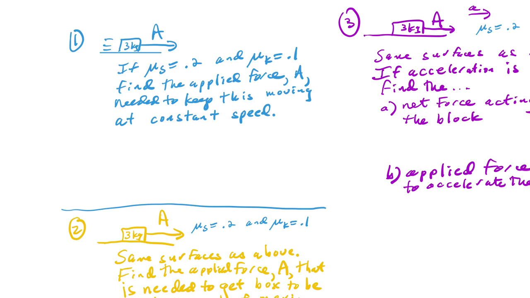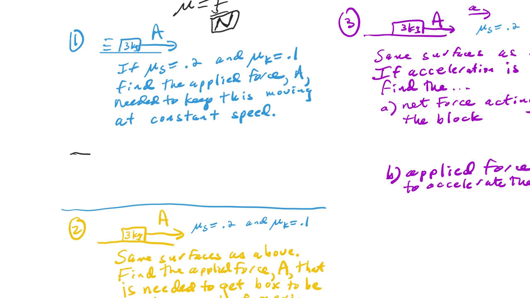The coefficient of friction is given by this equation, where f, lowercase f, is the friction, and the capital N in the box is the normal force.